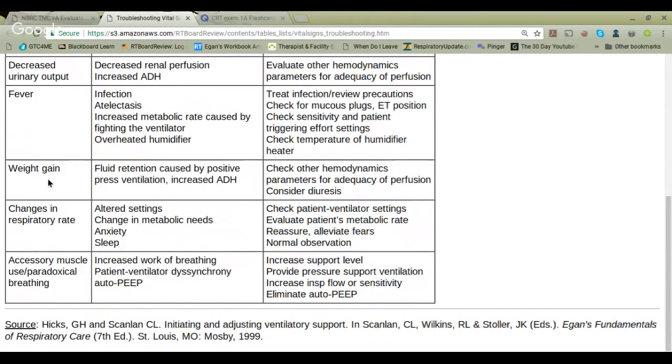Okay, weight gain. Fluid retention caused by positive pressure ventilation. Increased ADH. Where do I see ADH? Check other hemodynamic parameters for adequacy of perfusion and consider diuresis. That could be a good flashcard. Changes in respiratory rate, altered settings. So you can make a flashcard for all these.